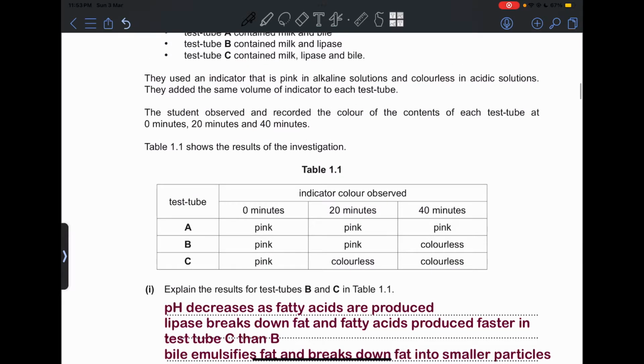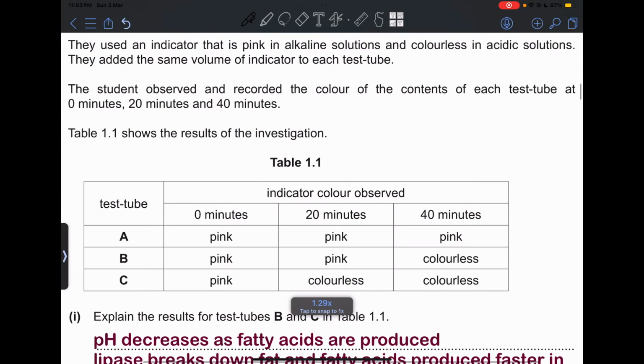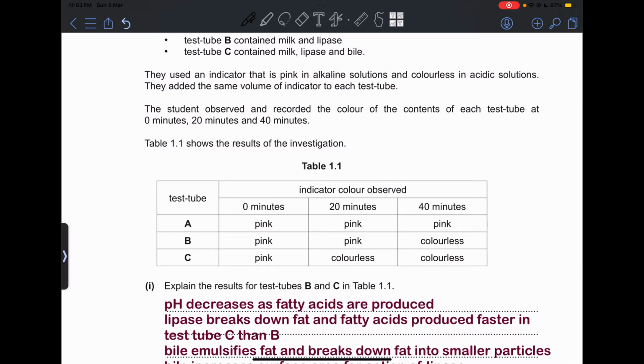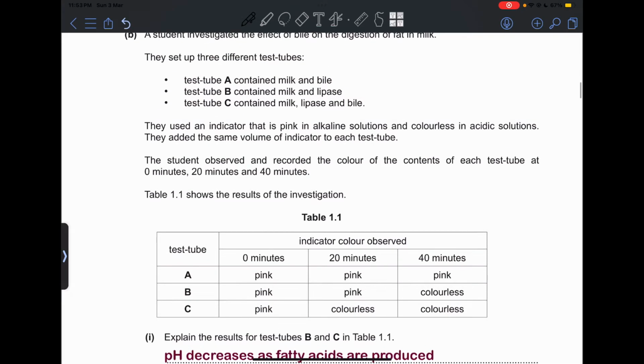So over here in test tube 1 or A, we can see that at 0 minutes it was pink. That means that it was alkaline. And at 20 minutes it remained pink until 40 minutes. So the whole test tube A was alkaline. It remained alkaline because it only contained milk and bile.